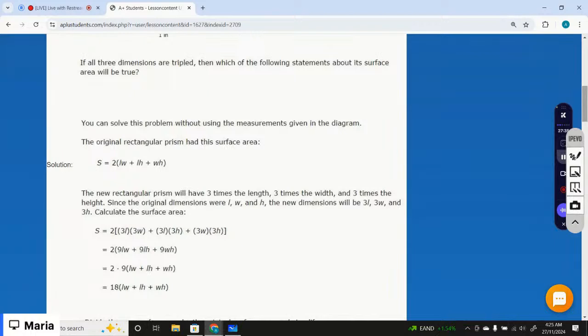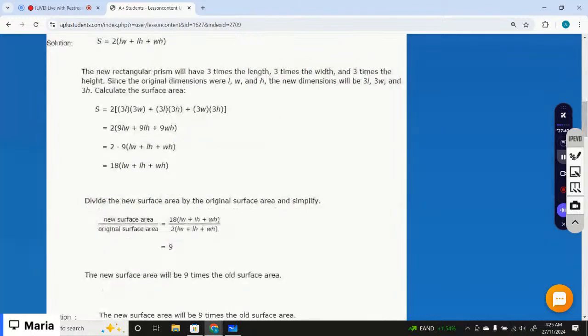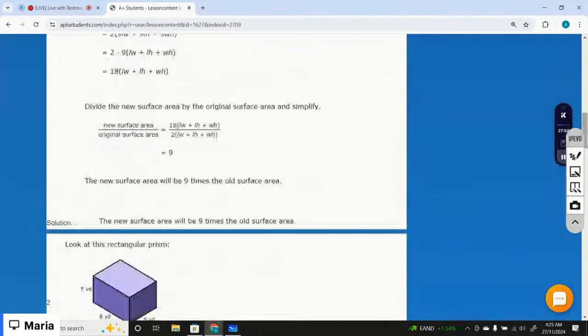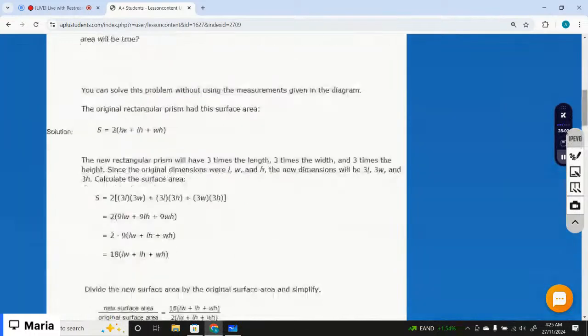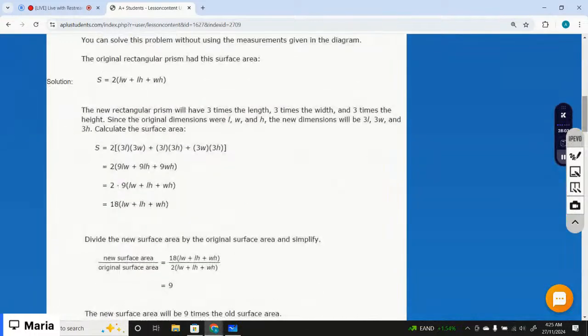2 times, multiply them with 3, you have 9 common. That means 9 times 2 is 18. Originally it is 2 times length width, length height plus width height. And now the new one is 18 times length width, length height and width height. So divide 18 by 2. That means that is 9 times the older values, right? The correct option is 9 times the older values.